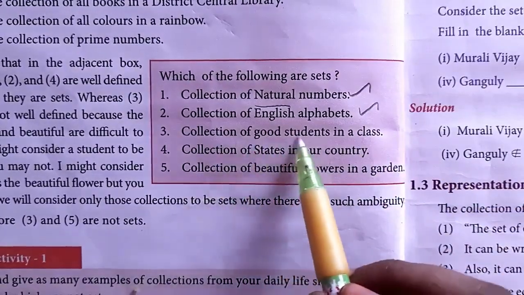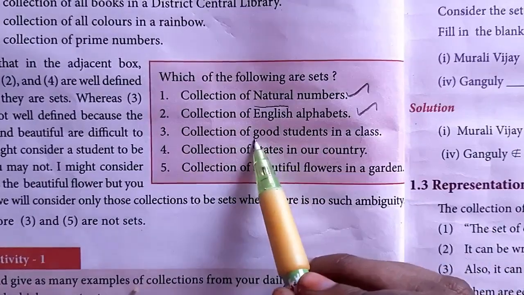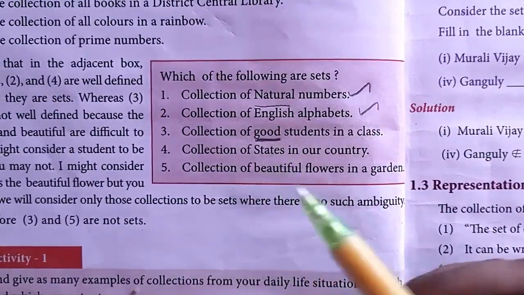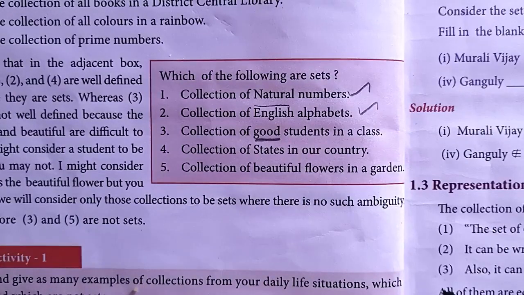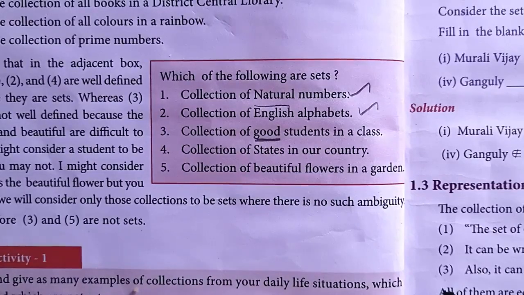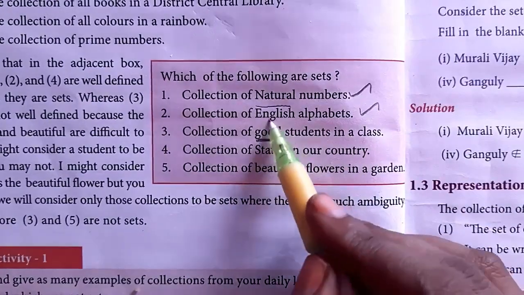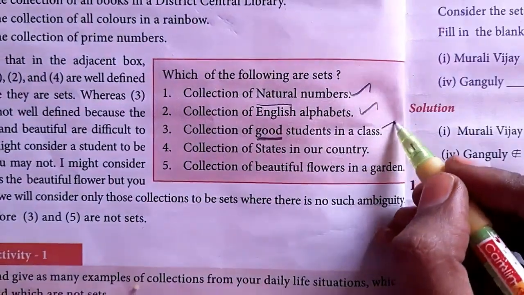Look at collection of good students in a class. How can you measure this abstract thing, good? Can you say a student doing homework is a good student? Sometimes the student may not complete the homework. How can he be called a good student? Some teachers may say those who are writing well are good students. But in fact, not all those who write well are good students. Some of them are low in study. So we cannot measure this good. So definitely it is not a set.